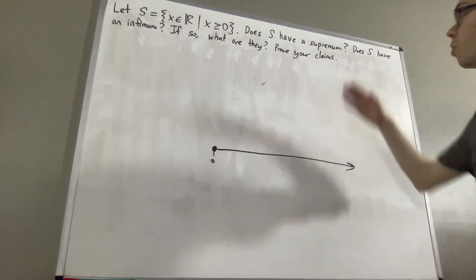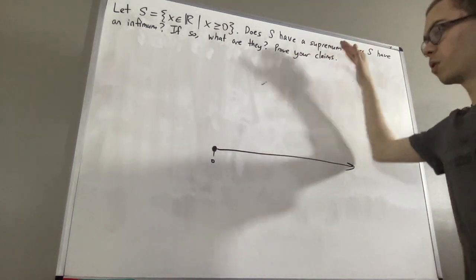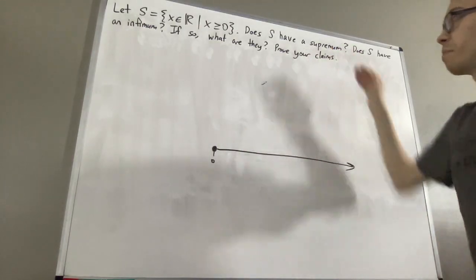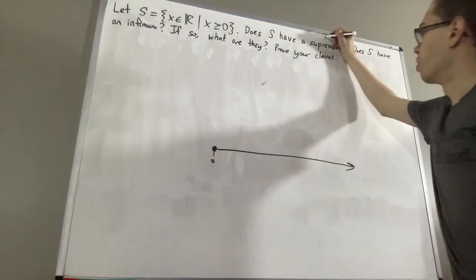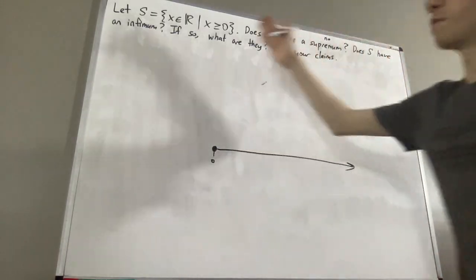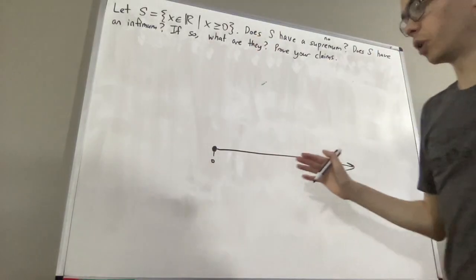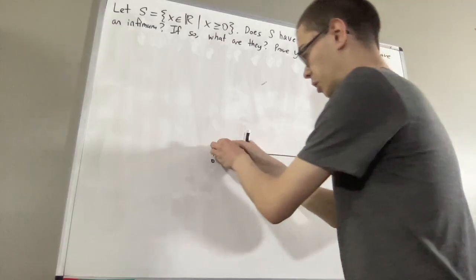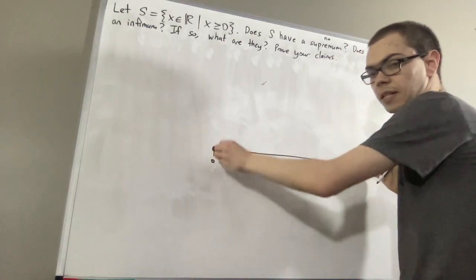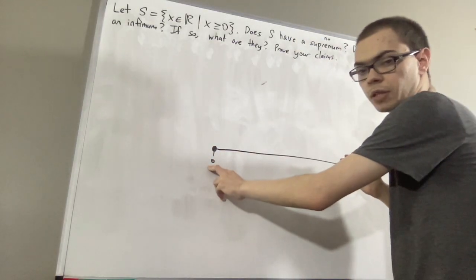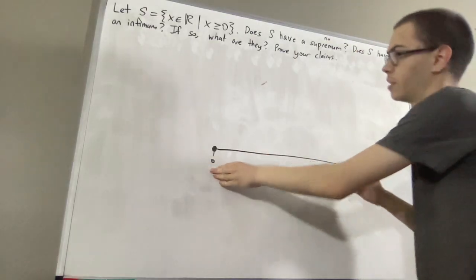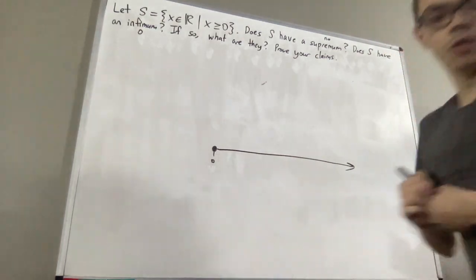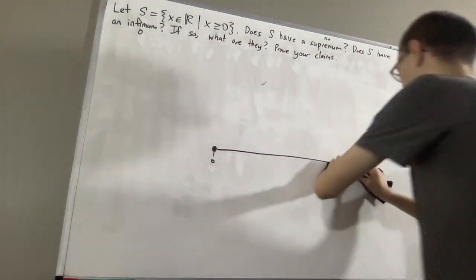So, does S have a supremum? Well, it doesn't seem like S would have any upper bounds, so it can't have a supremum. So, no. Does S have an infimum? Well, it seems reasonable to claim that the infimum is 0, right? 0 is clearly going to be less than or equal to every element of the set, and 0 is going to be the greatest number that has that property, right? So our claim is that 0 is the infimum. And so let's try to prove those two facts.